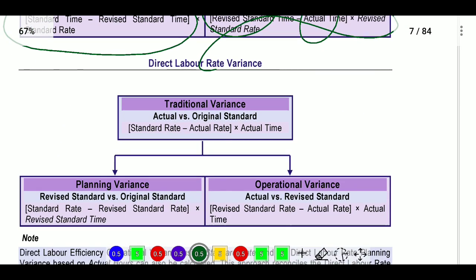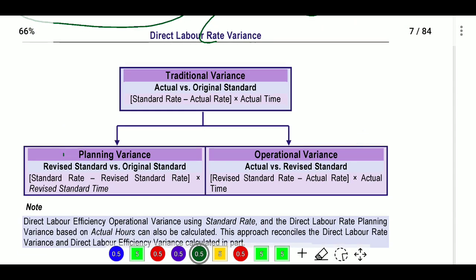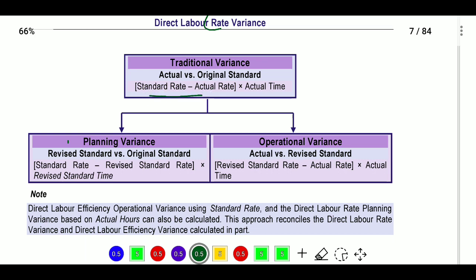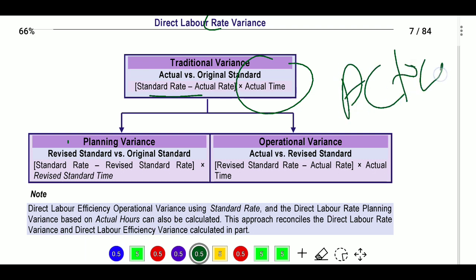Next, direct labor rate variance. Rate variance means we will take the rate difference into quantity, or in the case of labor, into time. Which time will we take? Time means actual. So for the traditional variance, actual versus original, standard comes first minus actual, into actual time.